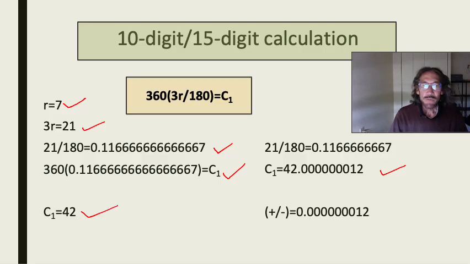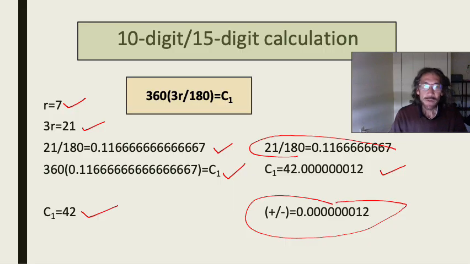If you use a 10-digit calculation for 21, 3 radius divided by 180, then you get 0.1166666667, and the circumference is 42 with a differential of 0.00000012, and that's demonstrated here, plus or minus.